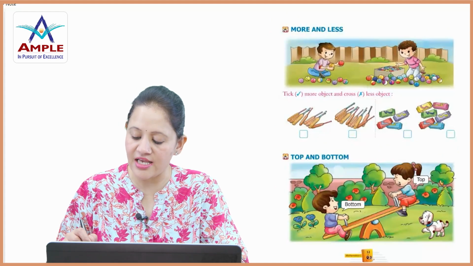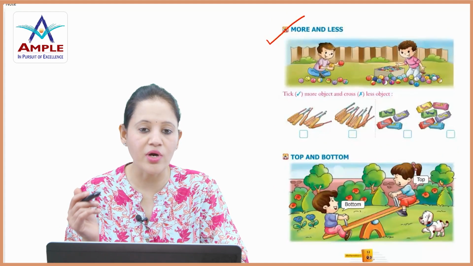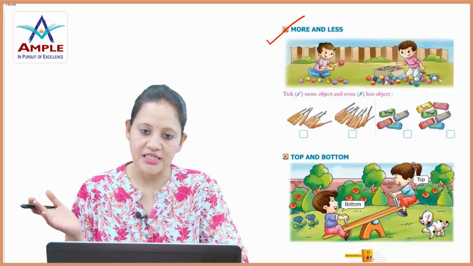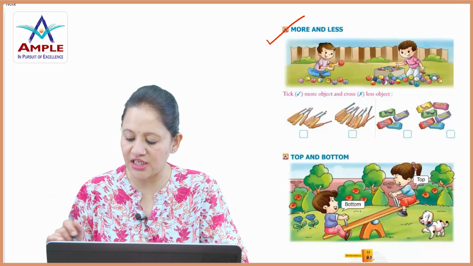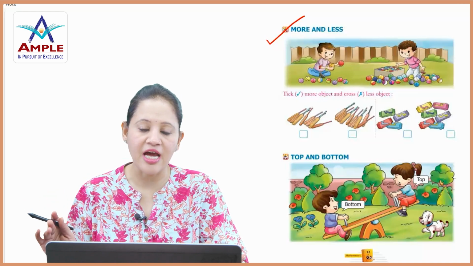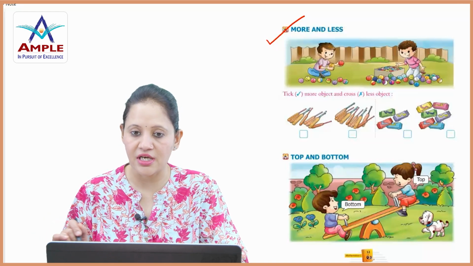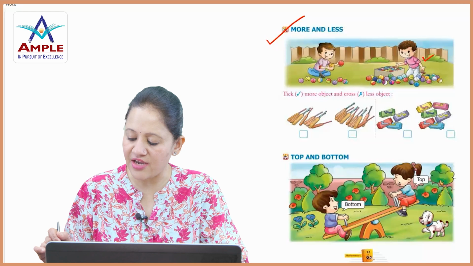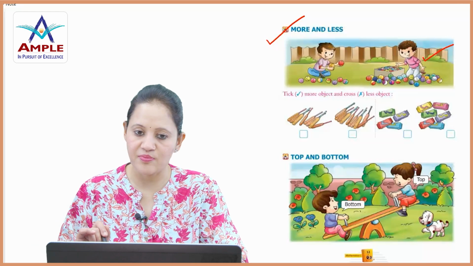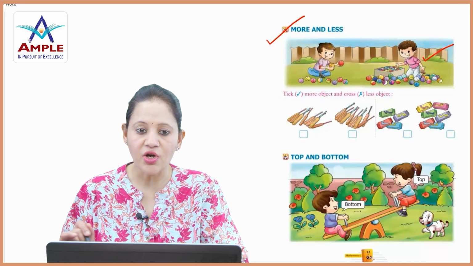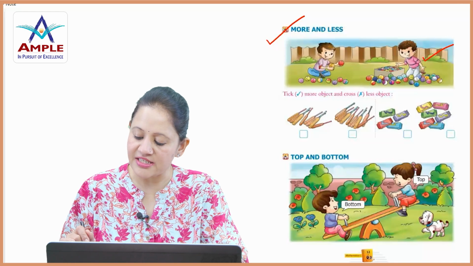Next, more and less. So, here we are talking about the quantity, more and less. Clear? So, here you can see 2 boys are there and they are having so many balls, but one is having more than the others. So, this boy is having more balls than this boy. Clear? So, this is more and this is less.